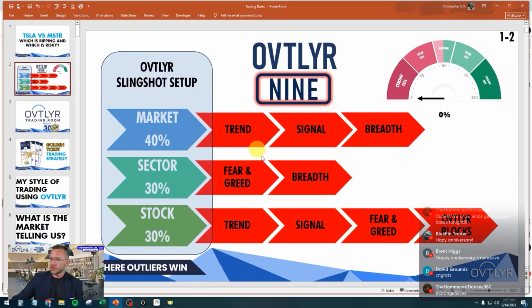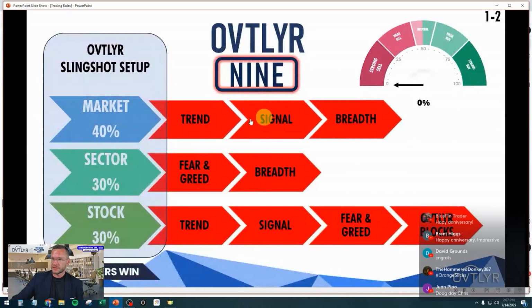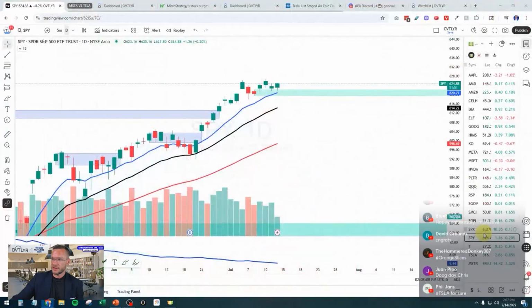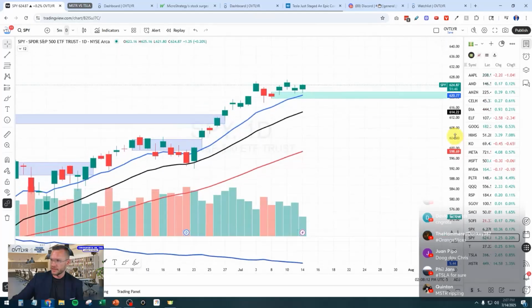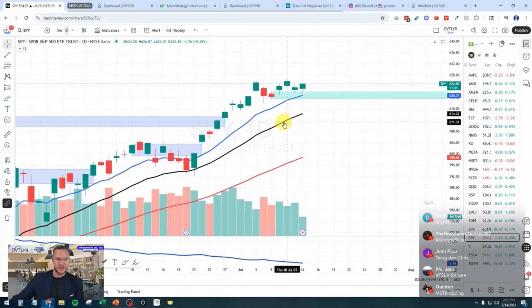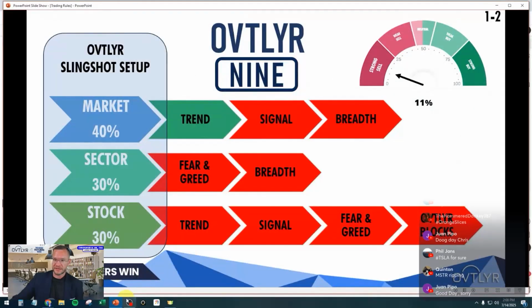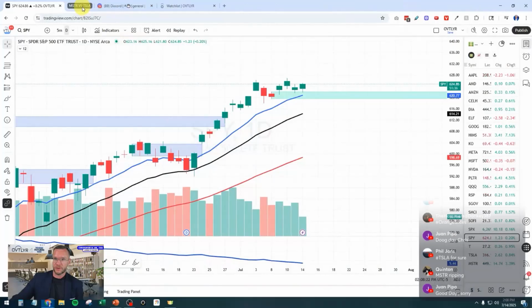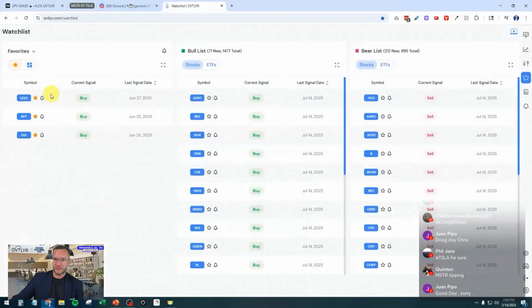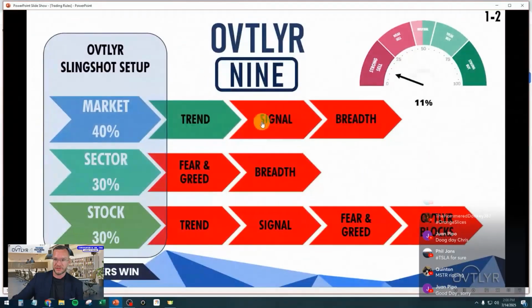So let's start with the trend of the market. So we need to look at the SPY, the 10/20, price over 50. That's the outlier trend template that we're looking for. And you can apply this to any stock out there, and we will do it all day today. 10/20, price over 50. So the market is in a bullish trend. Next, the signal of the market. So if we pop this open and go to the SPY, we can see the SPY is still sitting on a buy signal. So that's going to help both of them.